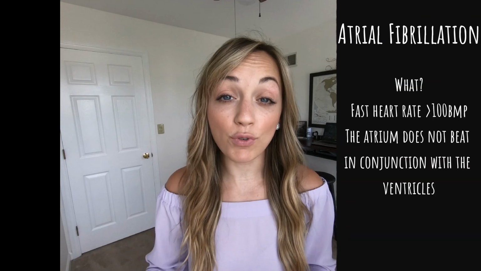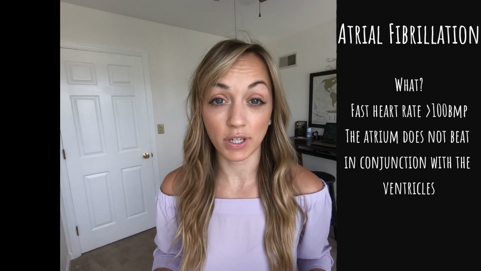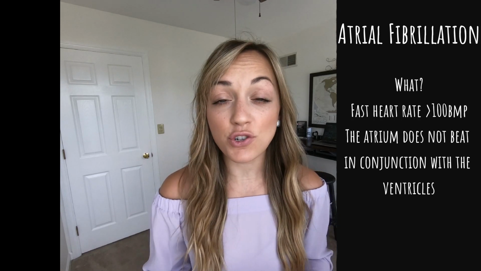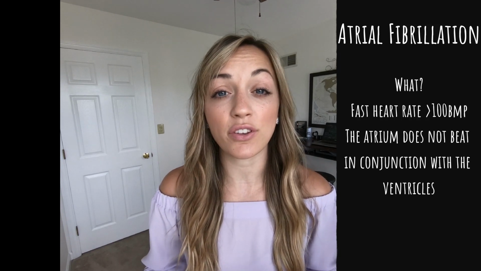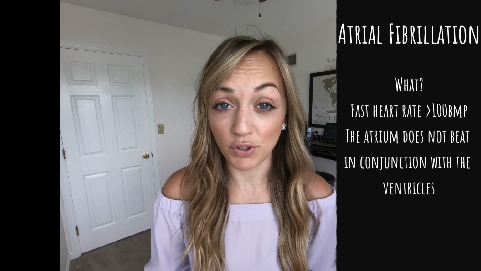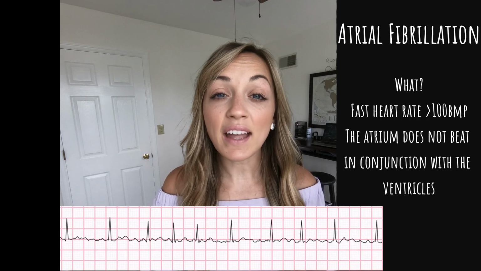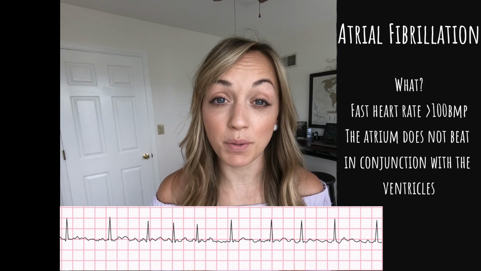So what even is A-Fib? A-Fib is often a fast heart rate, anything over 100, because remember, a normal heart rate is between 60 and 100. It happens when the atria, which are the upper chambers of your heart, do not beat in coordination with your ventricles, which are the lower chambers of your heart. Down below, you will see an EKG rhythm strip, and that's what A-Fib looks like on an EKG or your telemetry monitoring. Next, let's go over what even causes A-Fib.